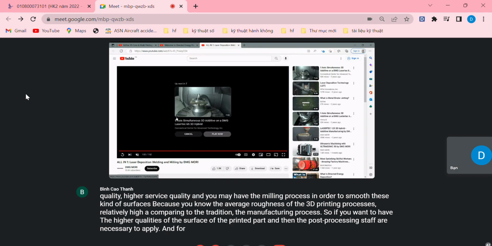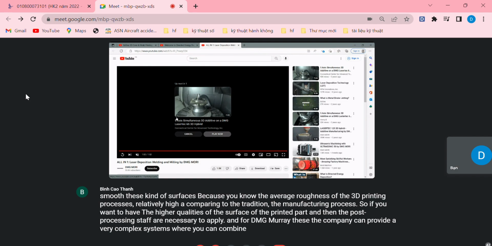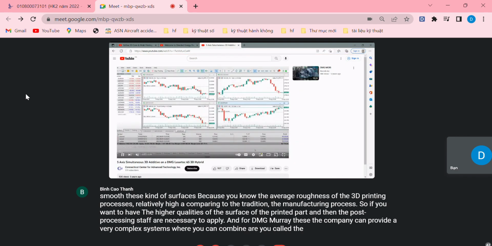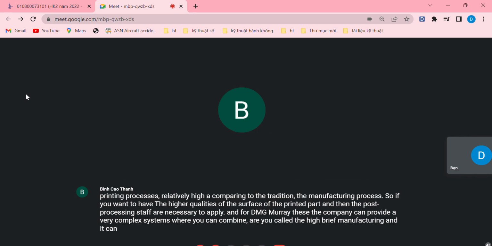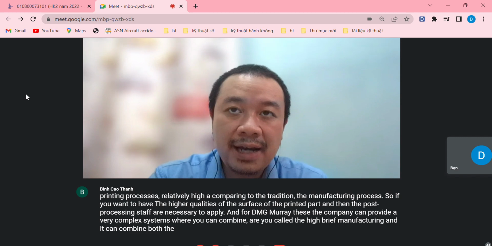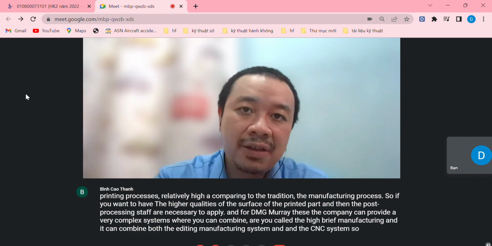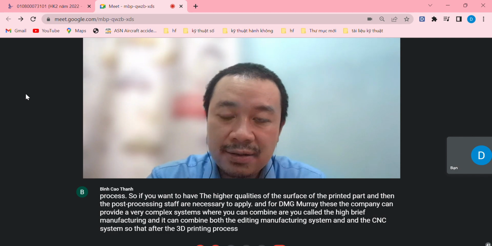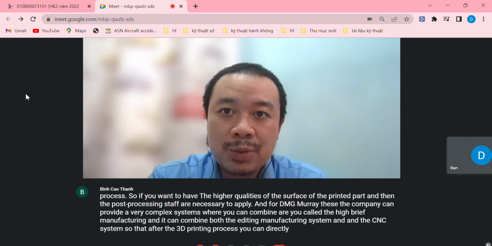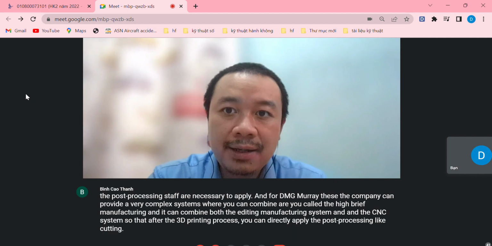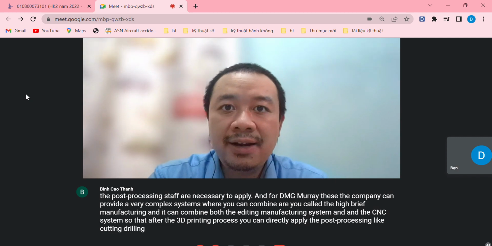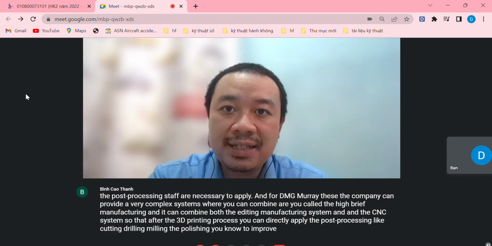And for DMG Mori, the company can provide very complex systems for what you call hybrid manufacturing. It can combine both the additive manufacturing system and the CNC system, so that after the 3D printing process, you can directly apply post-processing like cutting, drilling, milling, and polishing in order to improve the surface quality of the parts.